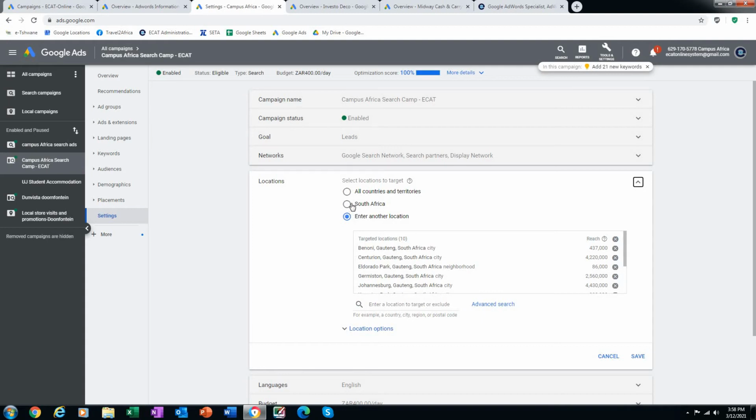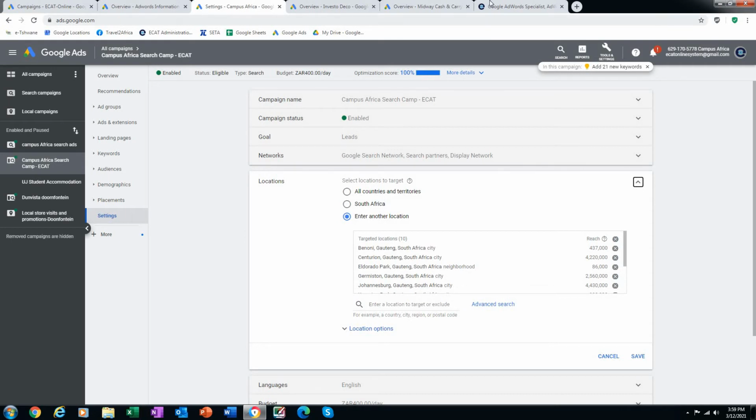Imagine if this was set in South Africa. It means someone who is looking for student accommodation in Cape Town or Durban will still find Campus Africa. And if they click on that, it means Campus Africa is actually paying for that click, yet they are not getting anything out of that click.